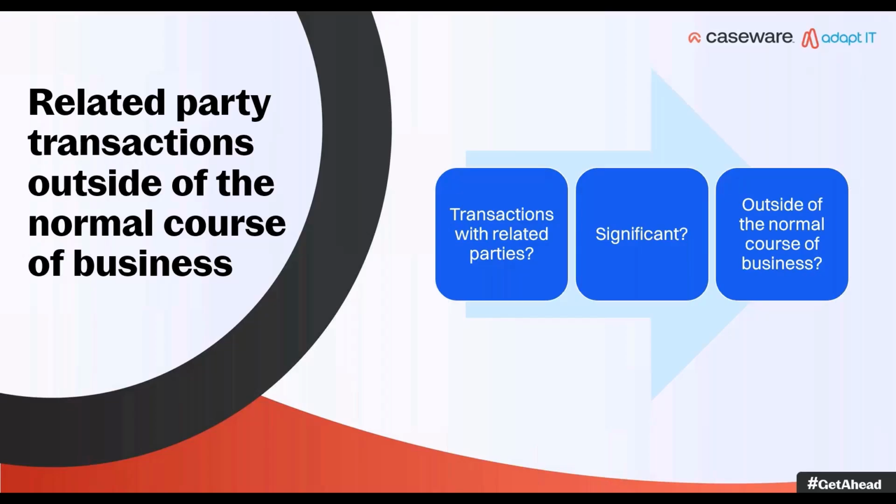So we've got transactions with related parties, and the transactions are significant. Now the last hurdle: are these transactions with related parties that we've determined are significant outside the normal course of business for our auditee, the client that we are auditing? Because the moment we have transactions with related parties that are significant, and all three parts must be there, and these transactions are outside the normal course of business, then the standard for related parties says this is always a fraud risk or a significant risk, because there may be fraud taking place here.